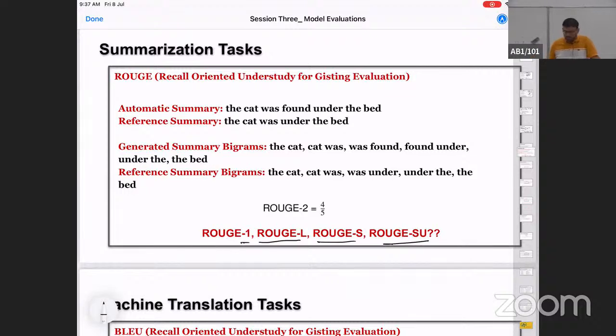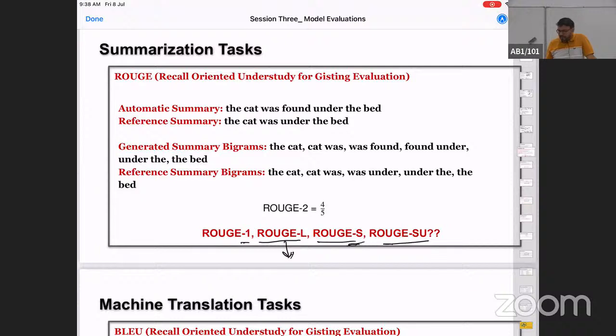So ROUGE-1 is like, instead of taking bigrams, we are taking unigrams. You can also have ROUGE-3, which is trigrams. ROUGE-L measures the longest subsequence between the reference summary and the machine generated summary. A model is good if the length of this longest subsequence is very large. That's what it measures.